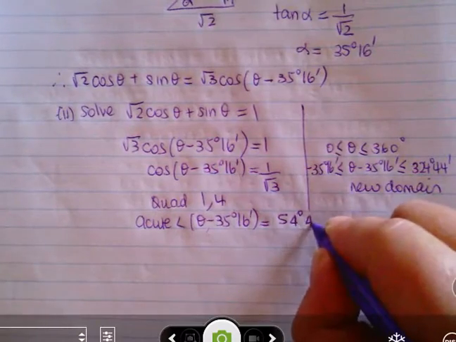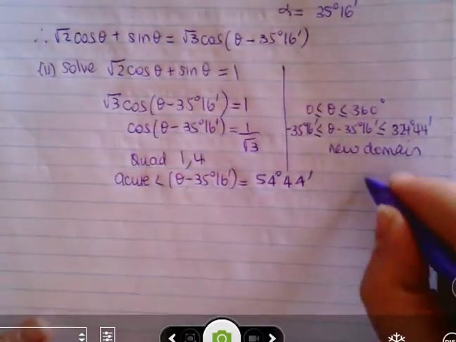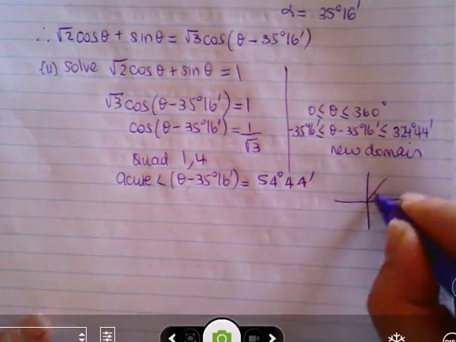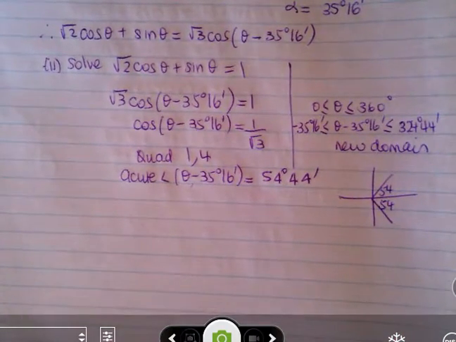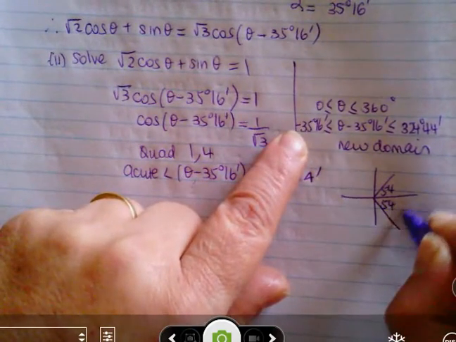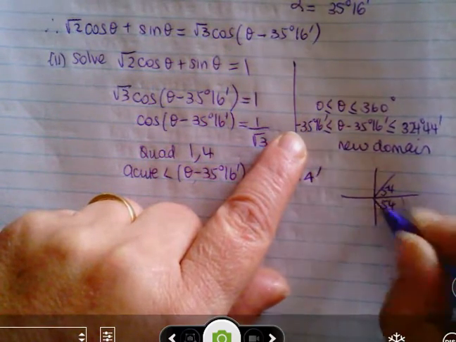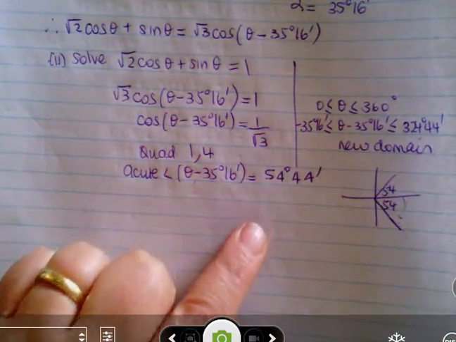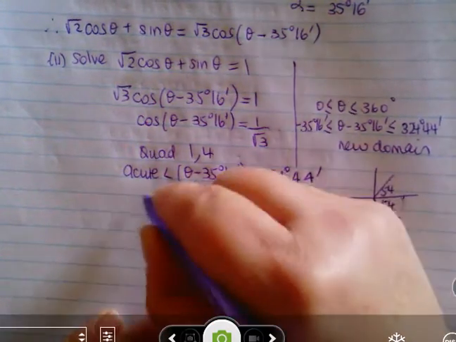4 degrees, 44 minutes. So now we write out our solutions, just doing a quick sketch. Quadrant 1, 54 approximately. Quadrant 4, 54. Now, we are only allowed to go, let's do the negative angle first from negative 35. Does that fit in? It doesn't fit. If I go back negative 35, I've got negative 54 here. That's outside the domain, so I don't need to go to the negative side.